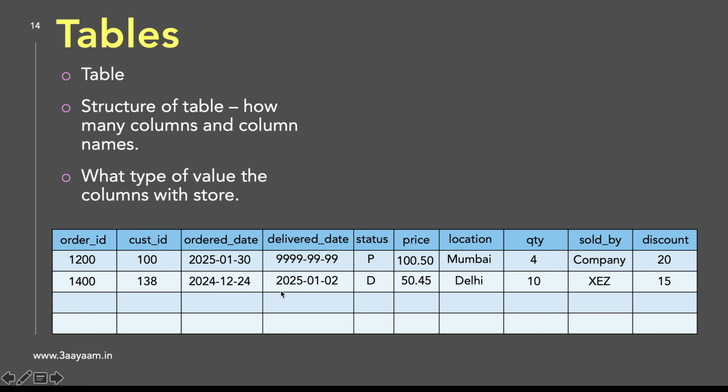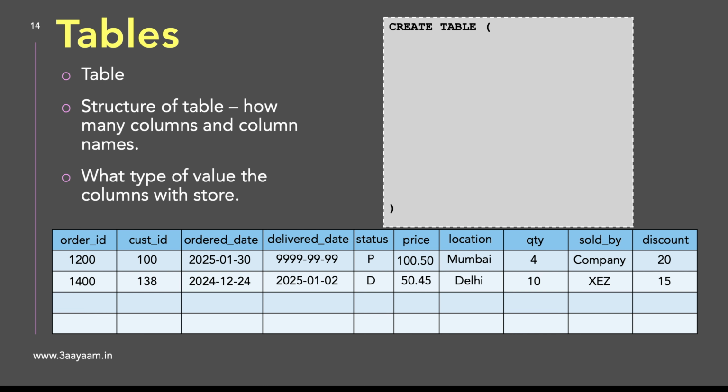This is how the date looks, order date and delivered date. The status is a little different. It is pending. This is delivered. Then we have prices in decimal values. Then we have location, quantity, sold by, discount. Right. So if you see, the values of the columns are different. So this is also contained in the structure, meaning what value each column would store.